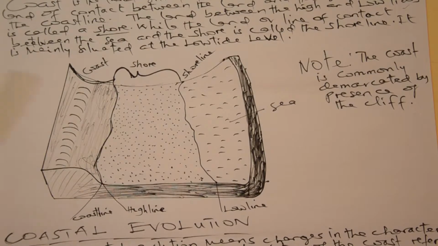Therefore, you have to remind yourself, the part that is shown here is called shore. Shore is the area which is just drained with water. Here, the line of contact between the sea and the shore is called the shoreline. It is mainly situated at the low tides level. Therefore, the upland of the shore is called the coastline, but the contact of water and the shore at the low tides is called the shoreline.